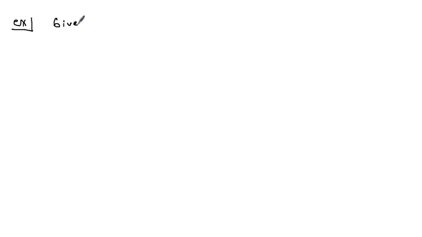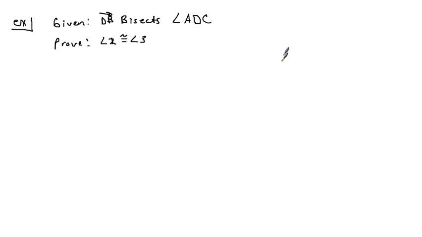So given, ray DB bisects angle ADC. And we're going to be asked to prove angle 2 is congruent to angle 3. And now I've got to produce a little picture for you here. So go ahead and make this picture yourself. Try to make it as close as you can to what I have here.